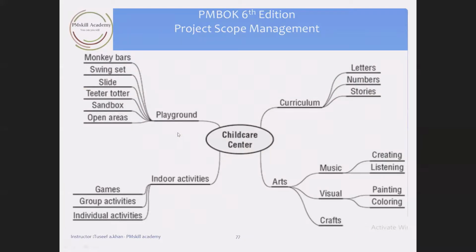This is an example of mind mapping for a child care center. First, the central idea in the middle, then you develop the secondary ideas, then you develop further ideas and you map them through some lines. This method is called the mind mapping data representation technique.